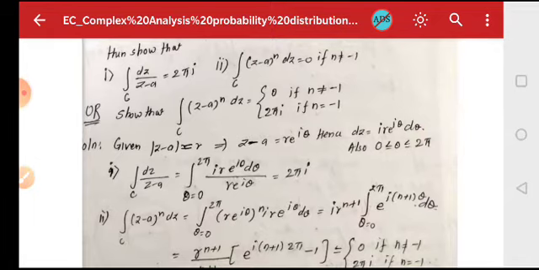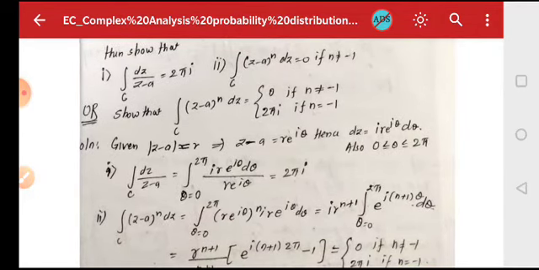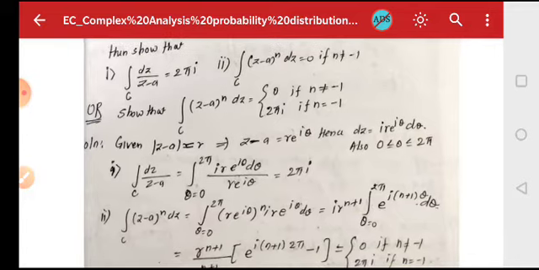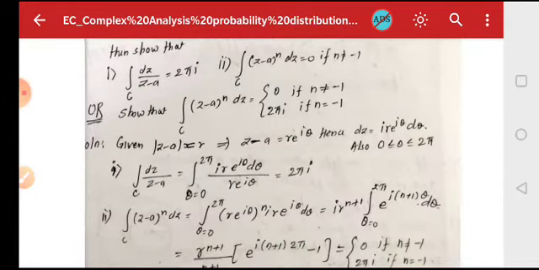For the first integral, dz upon z minus a, it becomes the integration from theta equals 0 to 2 pi of i r e raised to i theta into d theta upon r into e raised to i theta, and here r into e raised to i theta get cancelled. i is a constant, take it outside. Integration of d theta will be theta. The limit is from 0 to 2 pi, so it is 2 pi minus 0 into i, which is 2 pi i.